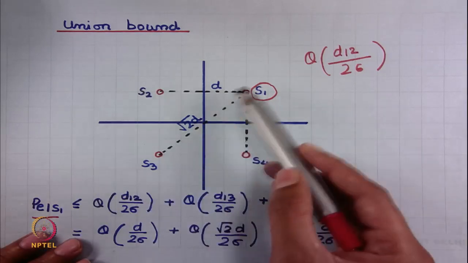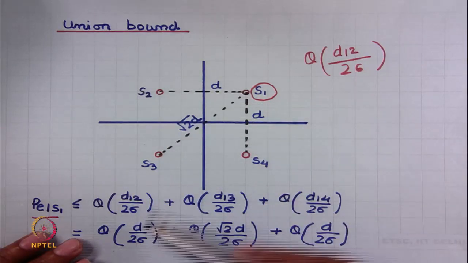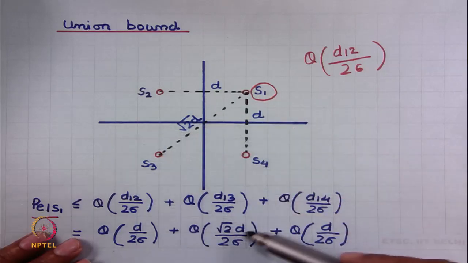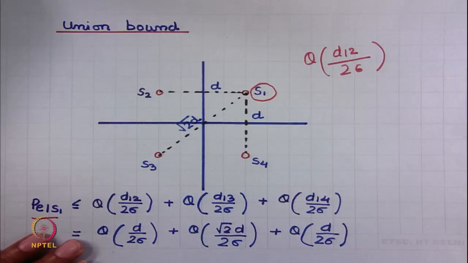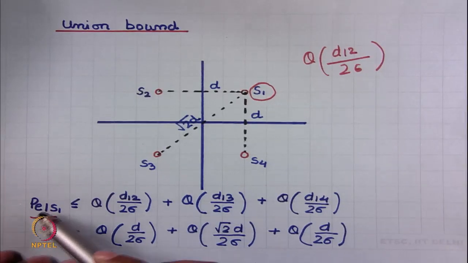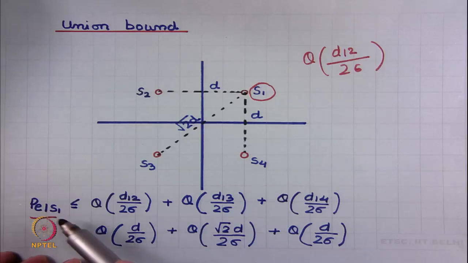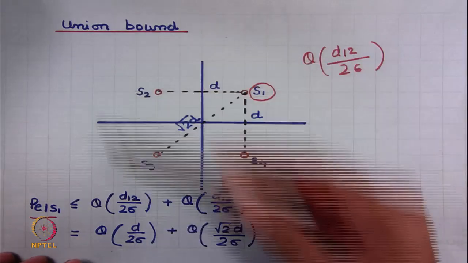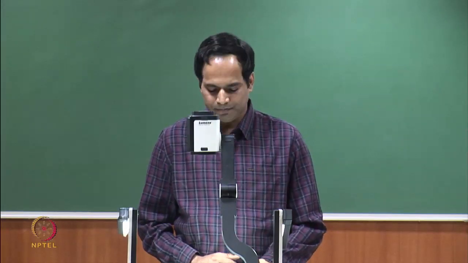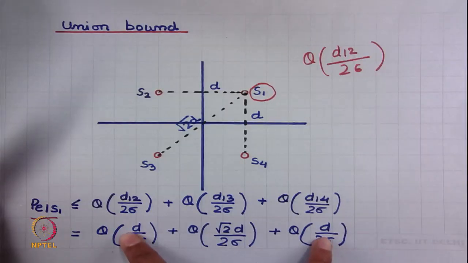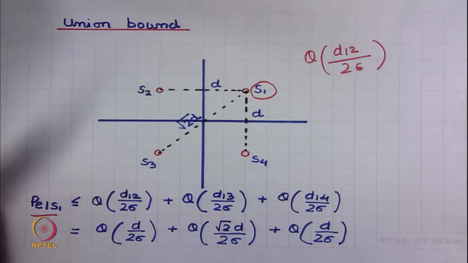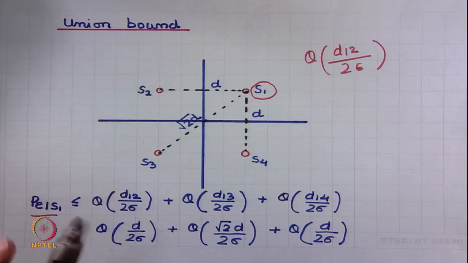And what is d12? d12 in this case is d, d13 is root 2 d, and d14 is d for 4-QAM, a regular 4-QAM constellation. And hence we have been able to predict the probability of error given S1 by summing up these probabilities. And remember, this gives us an upper bound on the probability of error, meaning that the probability of error cannot exceed this, but it will be less than this. So, it is a bound, it is not giving you an exact formula for the probability of error.